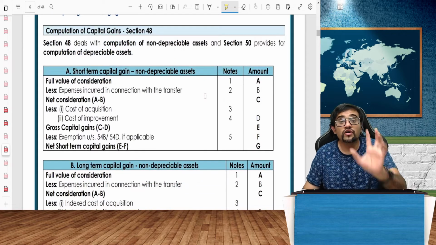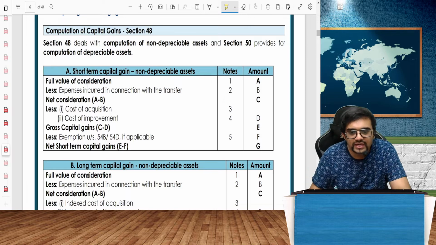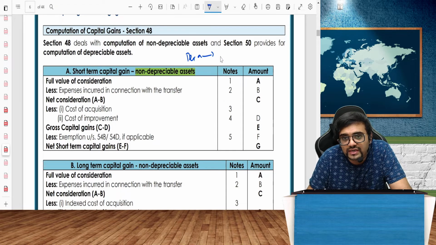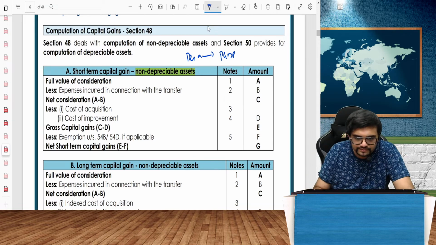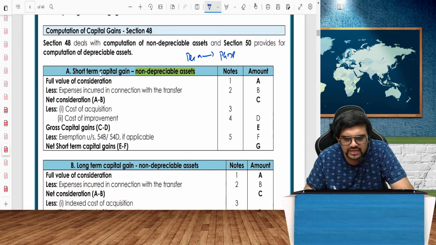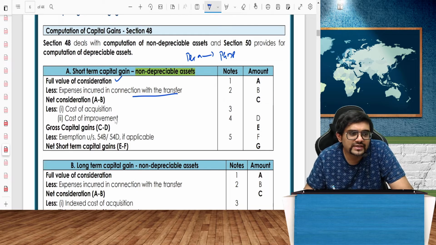Yes. Format of capital gain calculation. Very, very important. Short-term capital gain, non-depreciable assets. Because, my dear friends, depreciable assets will go under PGBP. So, when I revise PGBP, that time I'll discuss. Okay. Here also I'll discuss a little bit later. Capital gain on depreciable assets. We are just talking about non-depreciable assets. Full value of consideration, less expenses in connection with the transfer, net consideration I'll get. Then I should subtract what? Cost of acquisition, cost of improvement. And gross capital gains will come.